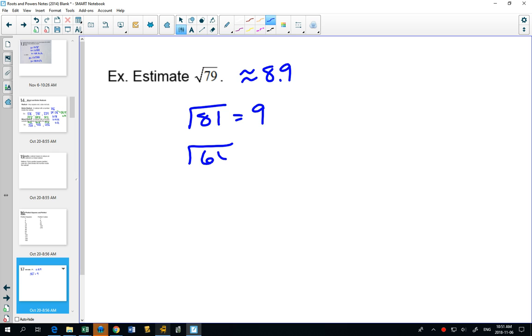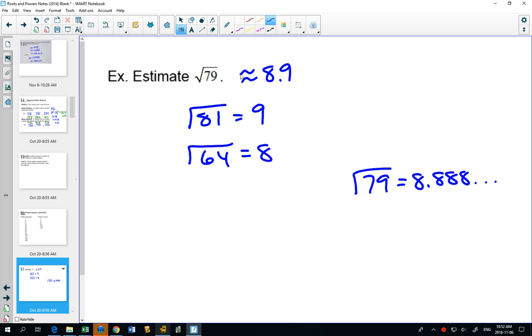Okay, so square root of 64 is 8. And it seems to be closer to 81 than it is to 64. So 8.9 seems like a better estimate than 8.1. Has anyone typed it in their calculator yet? What is it exactly? Do you have it exactly? Dot, dot, dot. Nice. So 8.9 is an excellent estimate.